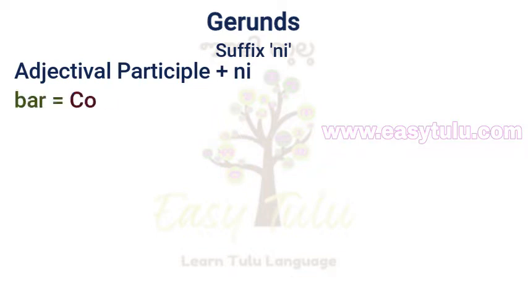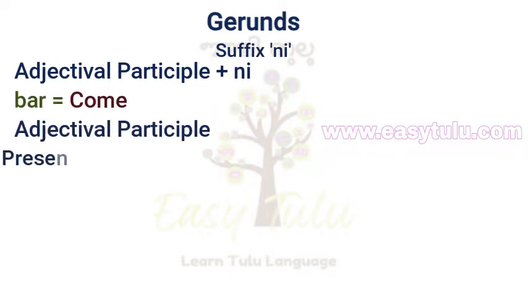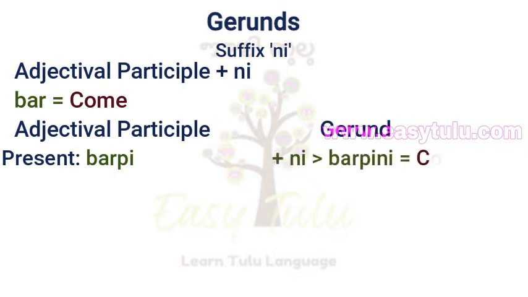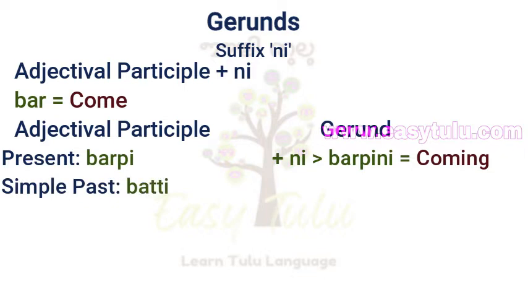For example, baru means come. Present adjectival participle is barpi. So present gerund is barpi plus ni, barpini, means coming. And simple past adjectival participle is batti. Simple past gerund is batti plus ni, battini, came.